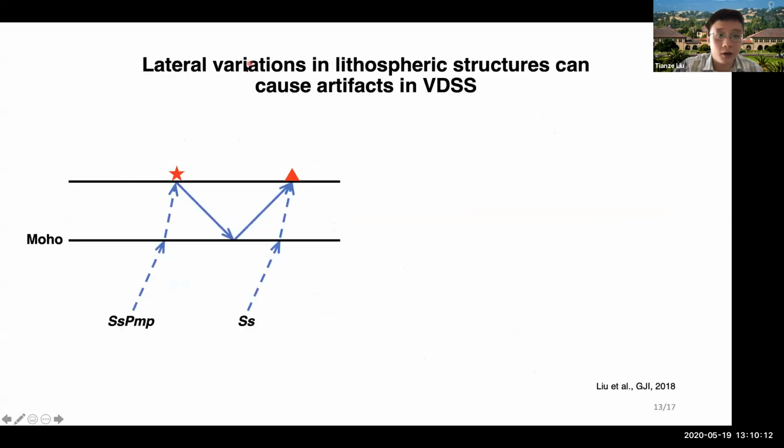Now, after we have learned our lesson in 1D, let's move on to 2D, because obviously in most parts of the world, the structure cannot be well approximated with a 1D layer structure. And the first thing we want to see is why 2D variation matters for our analysis. So here is our ray path diagram again. And one important feature of our VDSS method is that it's a wide angle method.